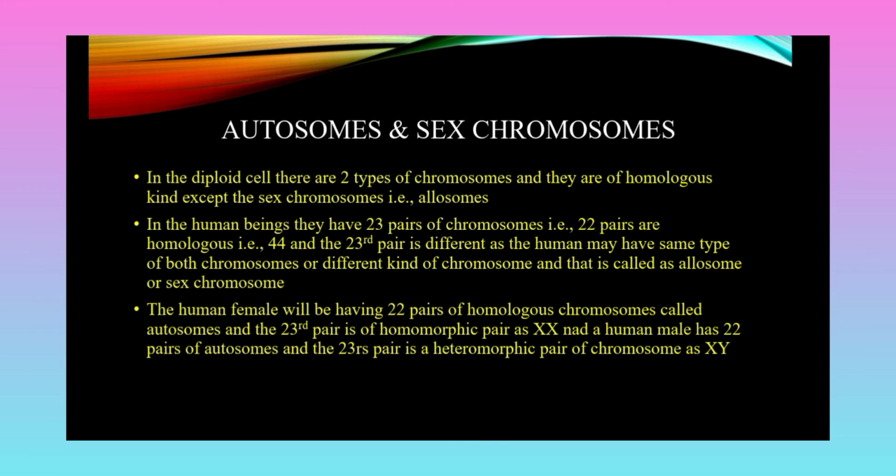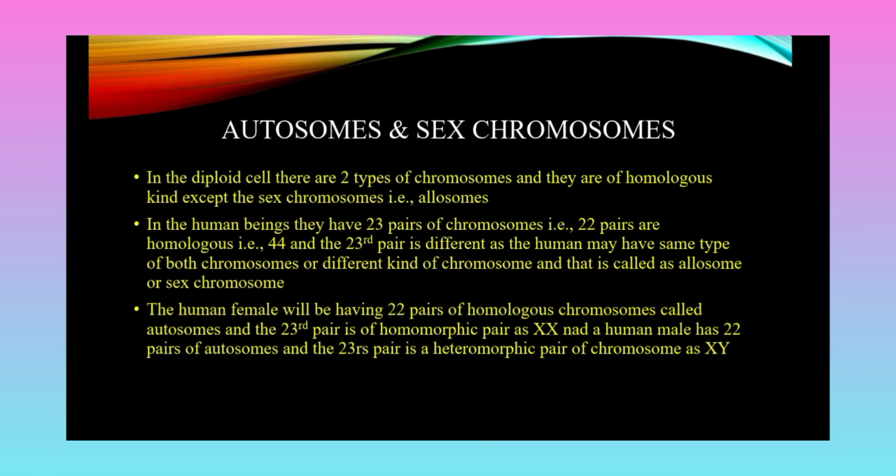Now coming to the autosomes and sex chromosomes. As we all know, there are 23 pairs of chromosomes in a human being. The 22 pairs of chromosomes are the same in each and every human being. But the gender deciding pair of chromosomes is the last pair. That is known as the allosome, or the sex chromosomes.